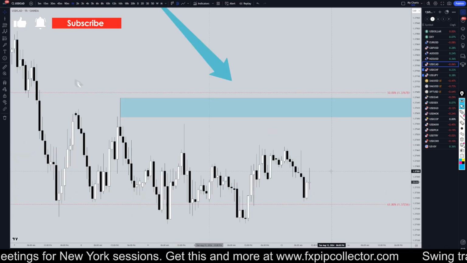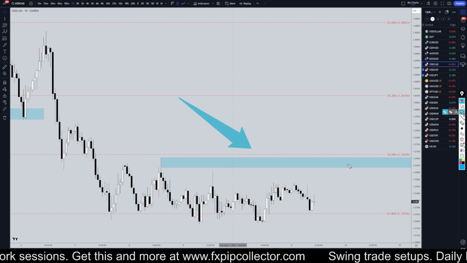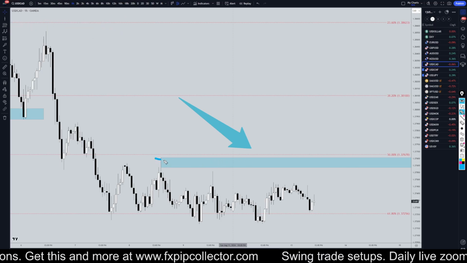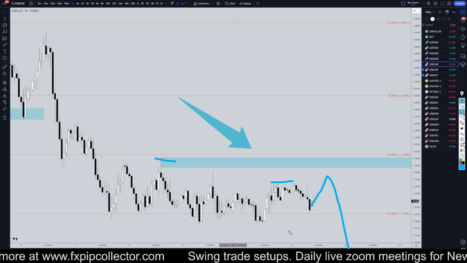Going down to the 1 hour time frame. Now, what I just explained on the 4 hour doesn't necessarily have to happen. I mean, it could easily make a lower high. It could easily just go up a little bit, maybe take out these highs, and then bam, right back down.